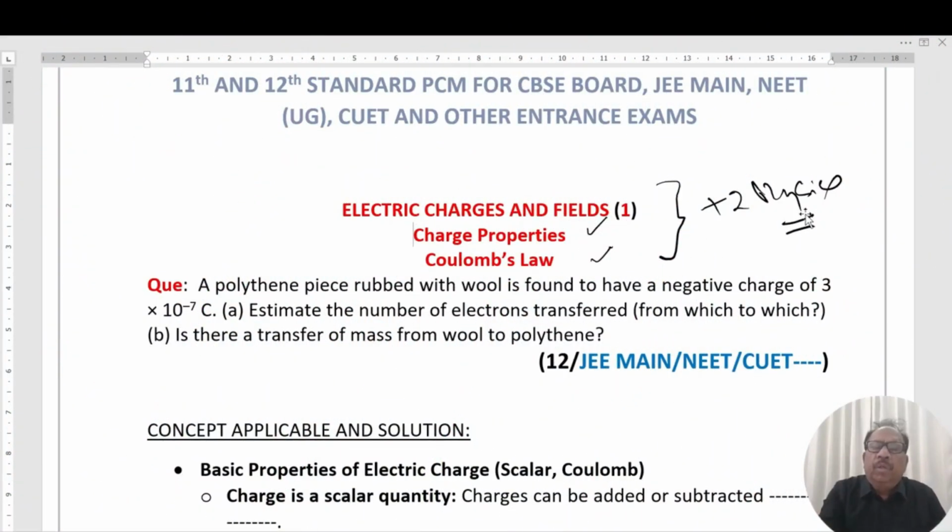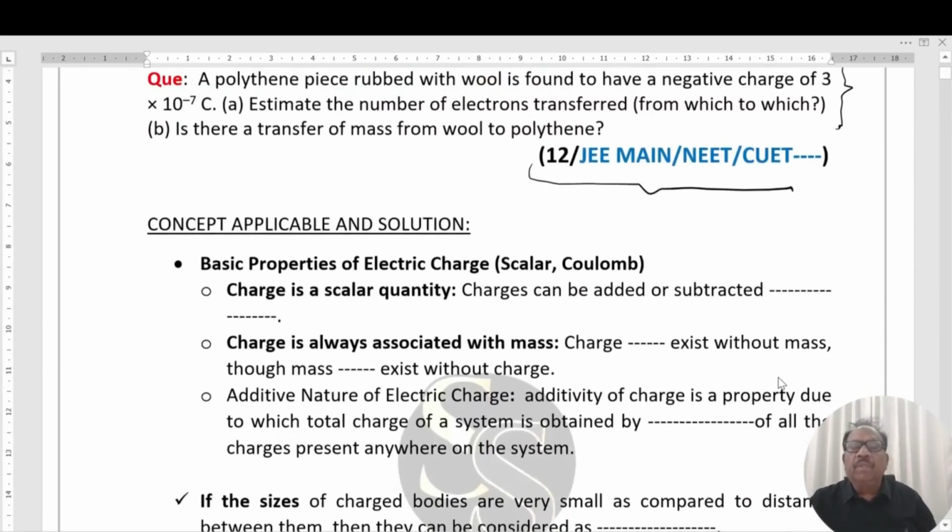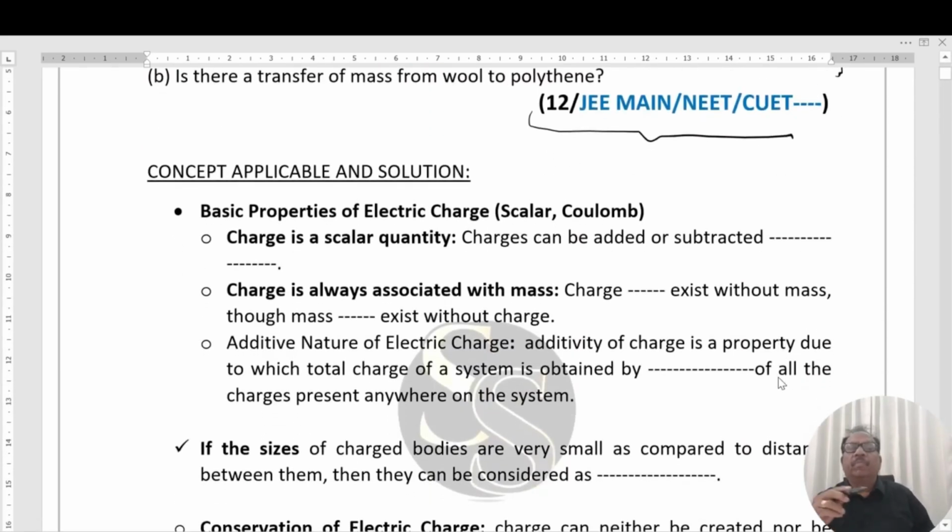Question: a polythene piece rubbed with wool is found to have a negative charge of 3 × 10⁻⁷ Coulomb. Estimate the number of electrons transferred, and from which to which. Second, is there a transfer of mass from wool to polythene? This question is very simple to clear the properties of charge. This is applicable for all 12th standard, JEE Main, NEET, and CUET. Basic properties, concept, application, solution.